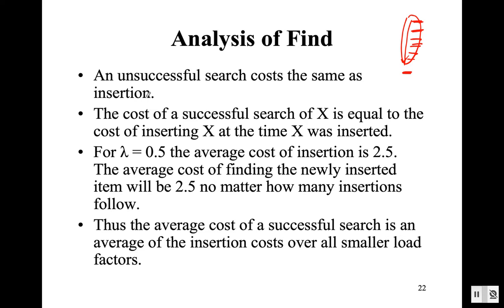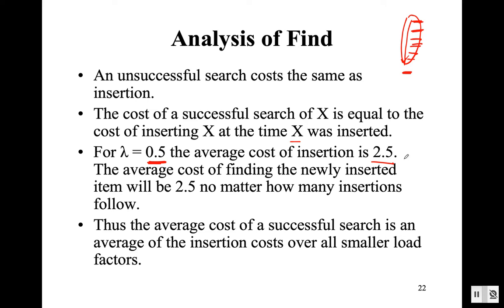Now the cost of a successful search for x is equal to the cost of inserting x at the time when x was inserted. So if the load factor is 0.5, the average cost of insertion is 2.5. A load factor of 0.5 means the table is half full. In that case the cost of insertion is 2.5. Even though the cost is greater than 1, the cost in the hash table for successful or unsuccessful search is still a constant time searching mechanism.